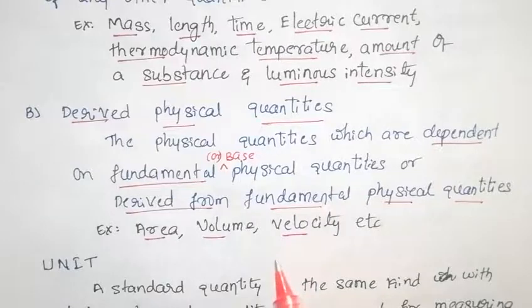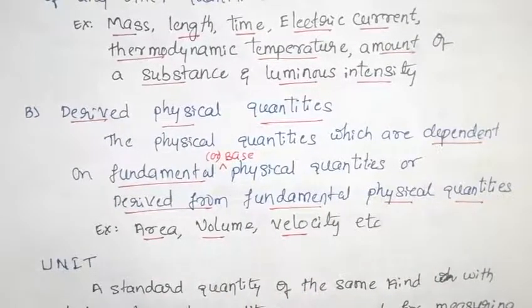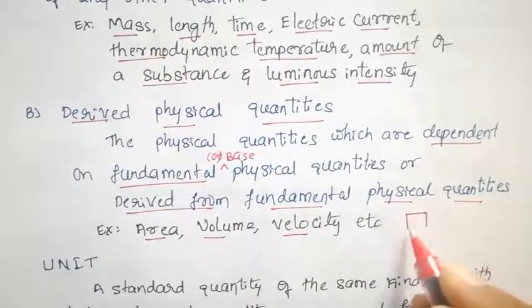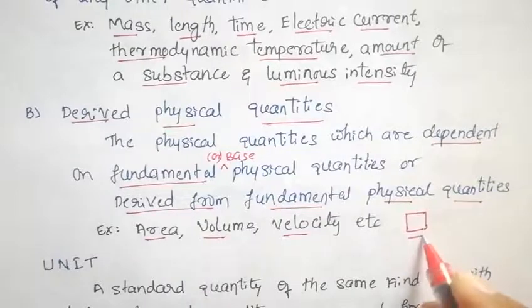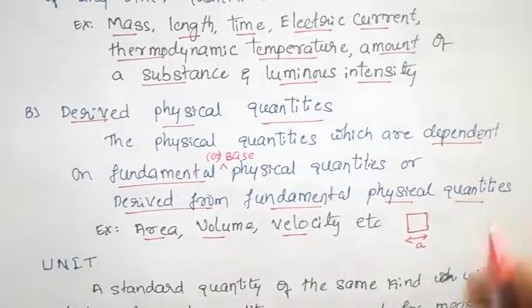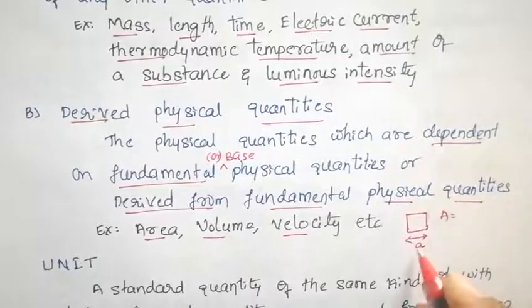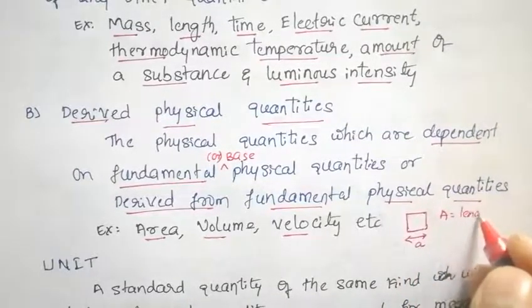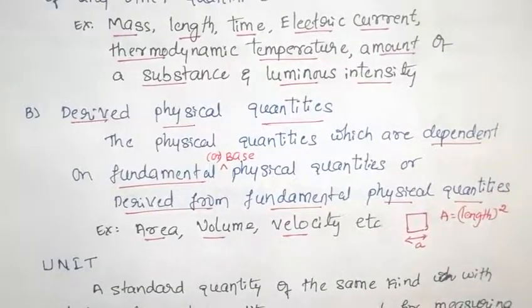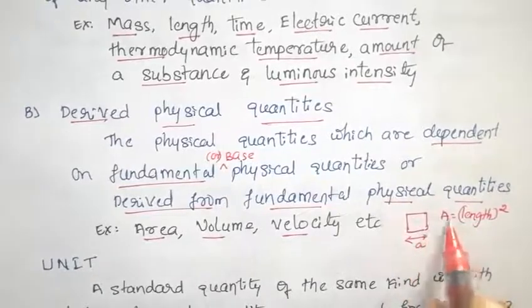Sir, can you please show us how we get area from fundamental quantities? Look here. If you take a small cube of side, let me call it A, and I want to find the area of this. Area is given by what formula? Side into side. The side means length, right? It is length square, meaning if you multiply length 2 times you get an area. So area we got from length.